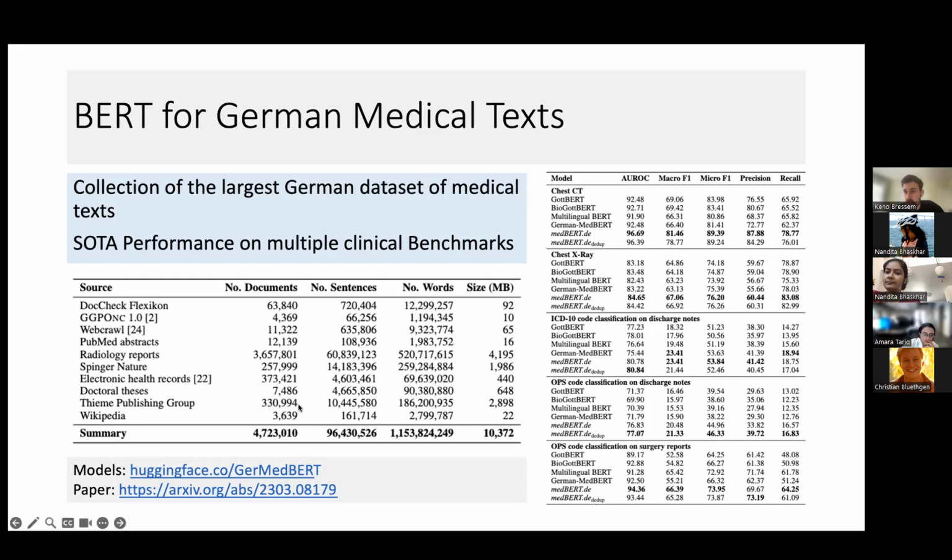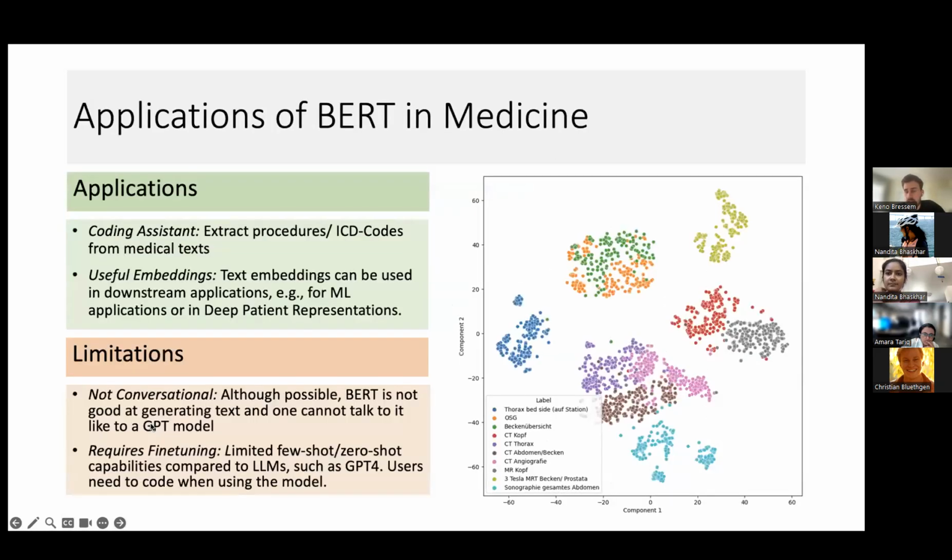The model is freely available. So we published everything on Hugging Face. The paper is currently on arXiv. We are in revision, and you can download and play with it and maybe apply it, because there are several applications we see where those models could be used. One is the coding assistant, so extracting procedures, ICD-10 codes, and so on from medical texts.